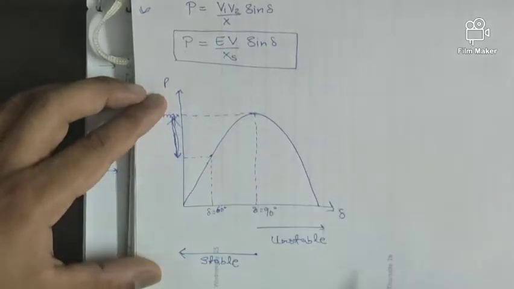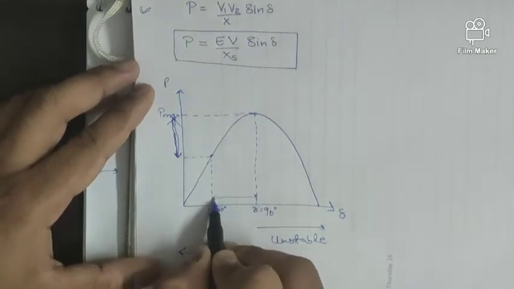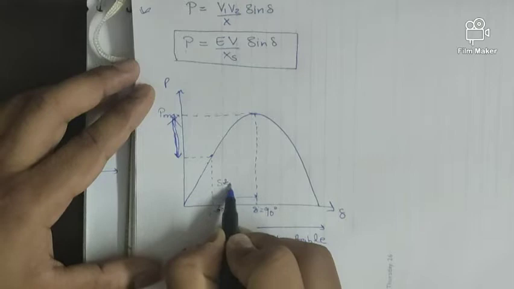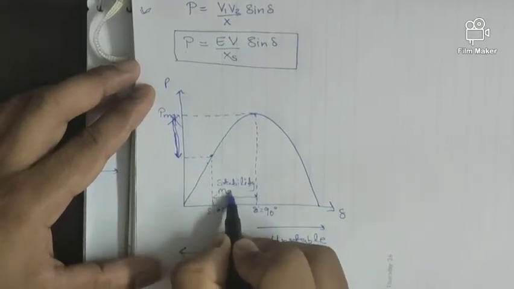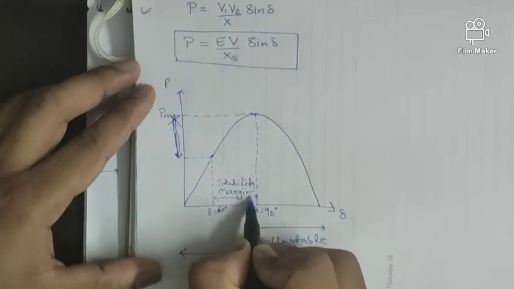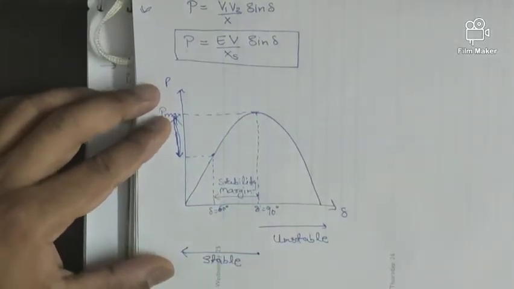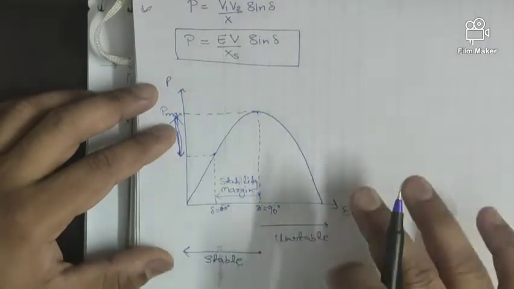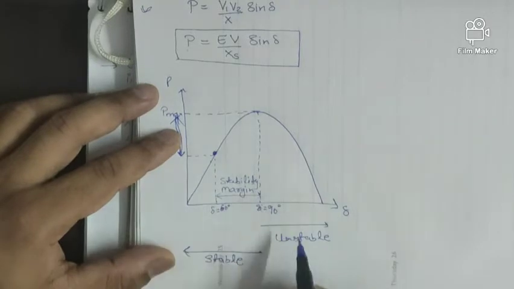in order to provide this much stability margin. So this is the stability margin which we need to provide to the synchronous machine for stable operation. Why are we doing this? Why are we operating this machine below 90 degree?